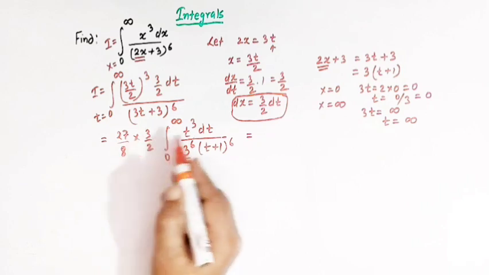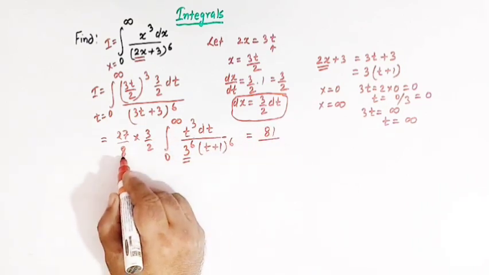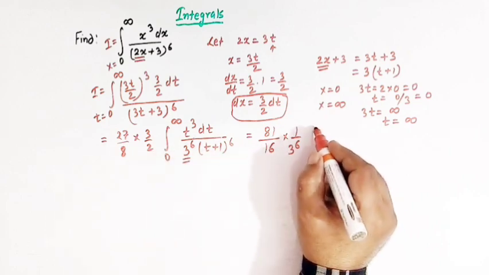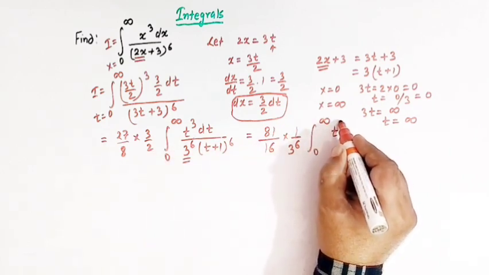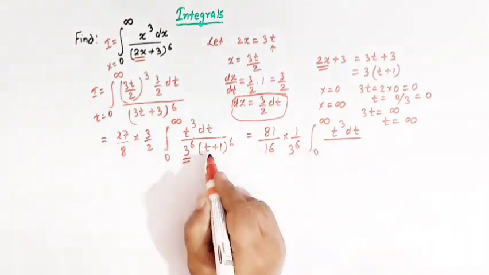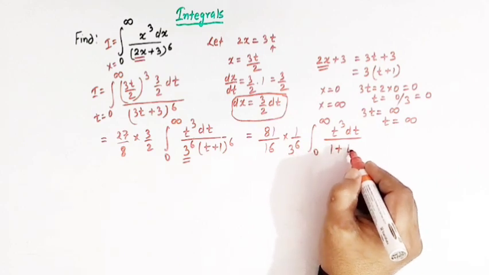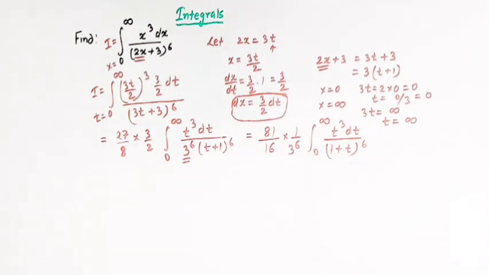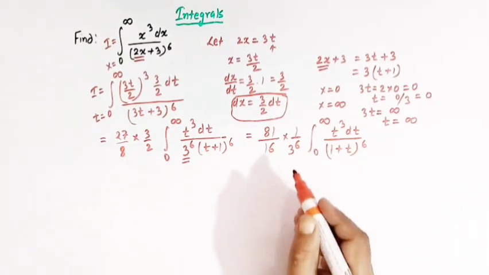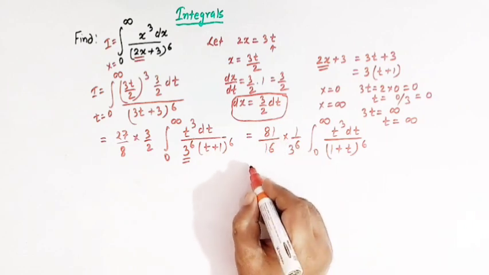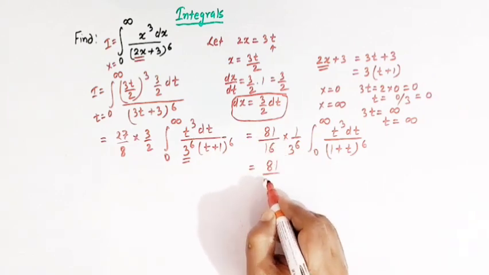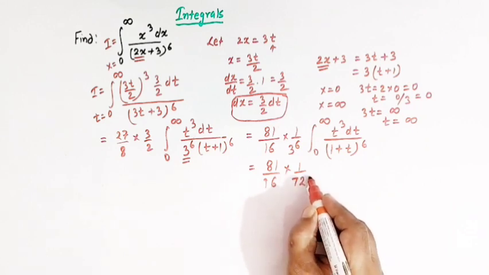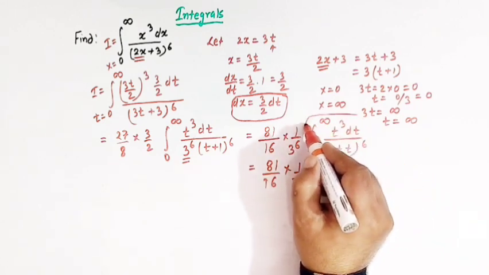So we have here 27 times 3 is 81, and 8 times 2 is 16, and then we have 3 raised to 6 outside the integral. We have 0 to infinity, t cubed dt divided by (t + 1) raised to 6, which can be written as (1 + t) raised to 6, because t + 1 and 1 + t are the same. Now let us simplify these terms outside the integral. Here we have 81 and 16, and 3 raised to 6 is 729.